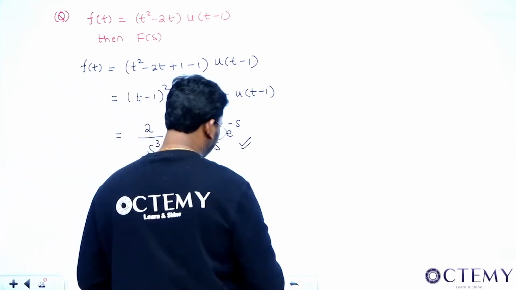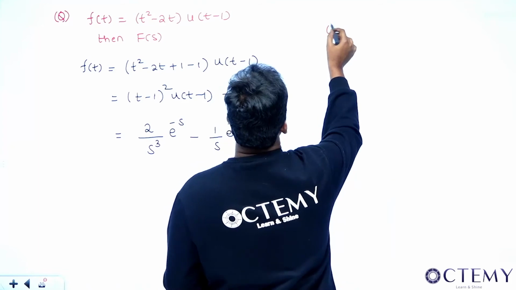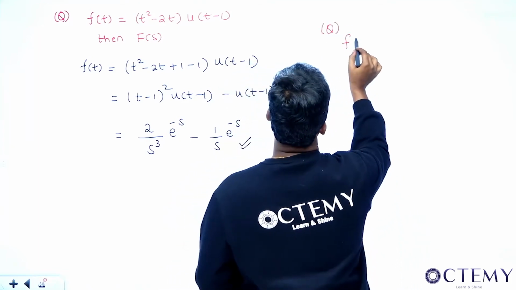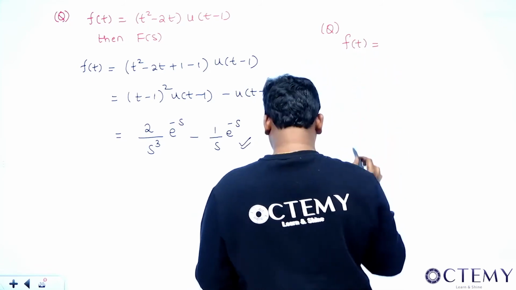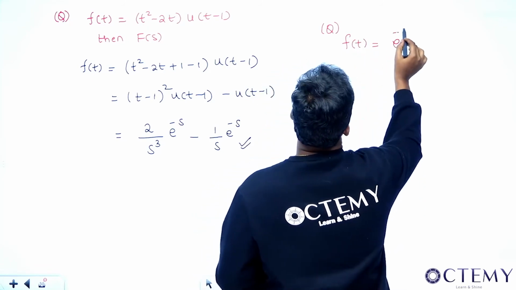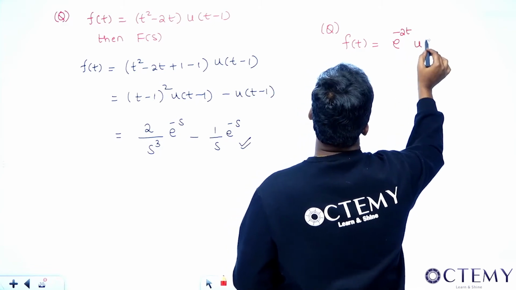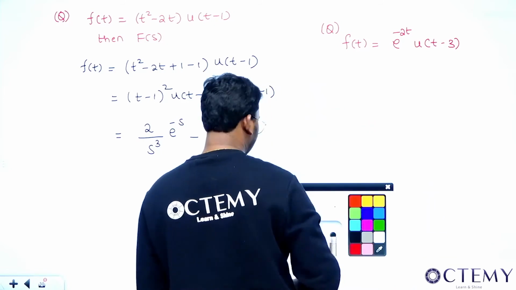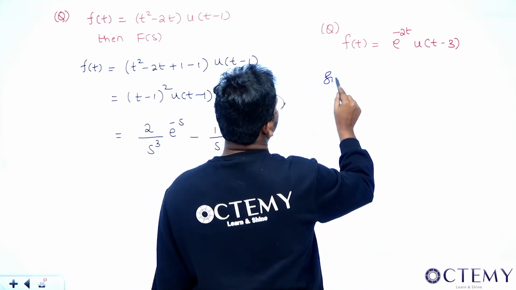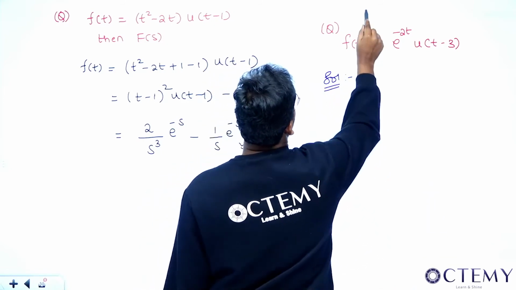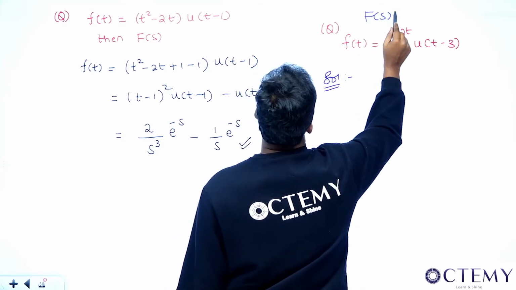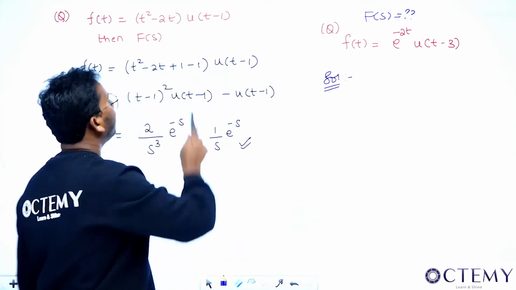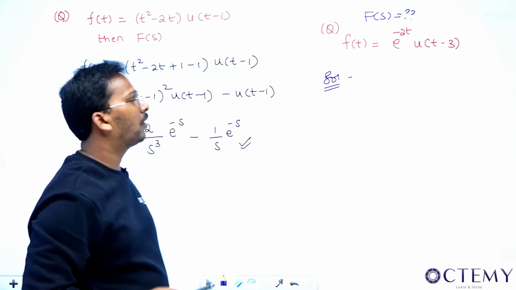Next, let me give you another question. It looks like this. The year is not specified, so let us do it. Say f of t is equal to e power minus 2t u of t minus 3, right? If this kind of question is asked, how to tackle it? It asks for the Laplace transform, so F of s is equal to what? Make sure the t is the same. If it's t minus 1 here, make sure you get t minus 1, or that there is no other t term there.